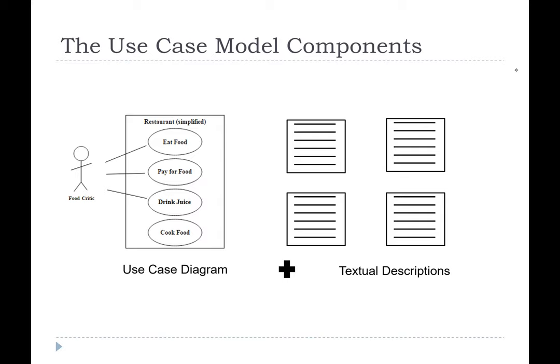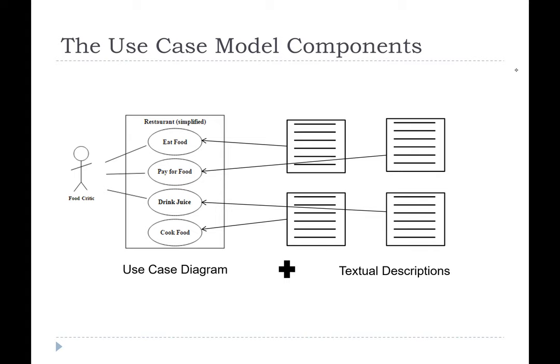Now, bubbles are not just going to stay as bubbles, because we need to be more specific. This is where the word specification comes in. Each one of those bubbles is associated with a description. There are a lot of templates that exist for describing use case models. You'll see one of those templates at the end of this lecture. But it comes with a set of descriptions.